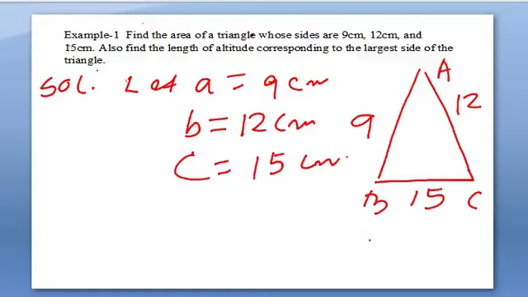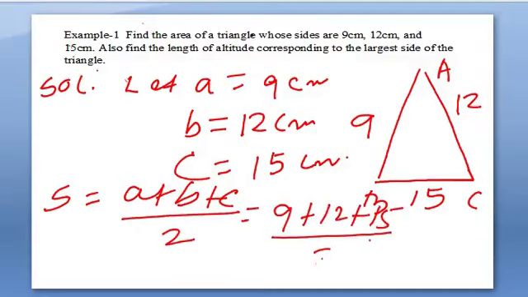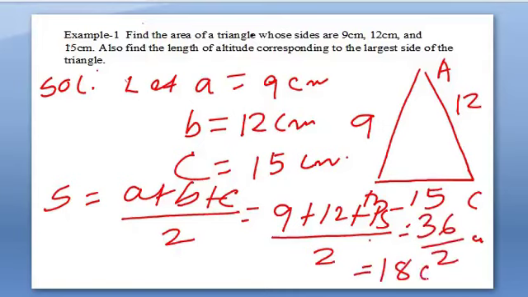Then Heron's formula is square root of s into s minus a into s minus b into s minus c. Before doing that, first find the s value. s equals a plus b plus c by 2, equals 9 plus 12 plus 15 by 2, equals 36 by 2 centimeter, equals 18 centimeter. We got the s value.